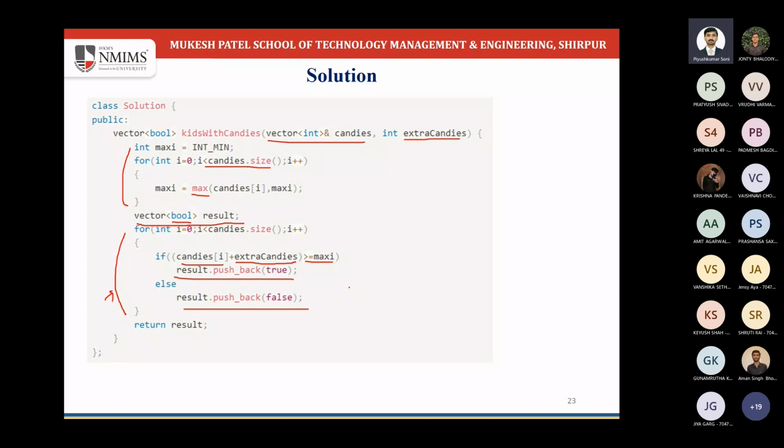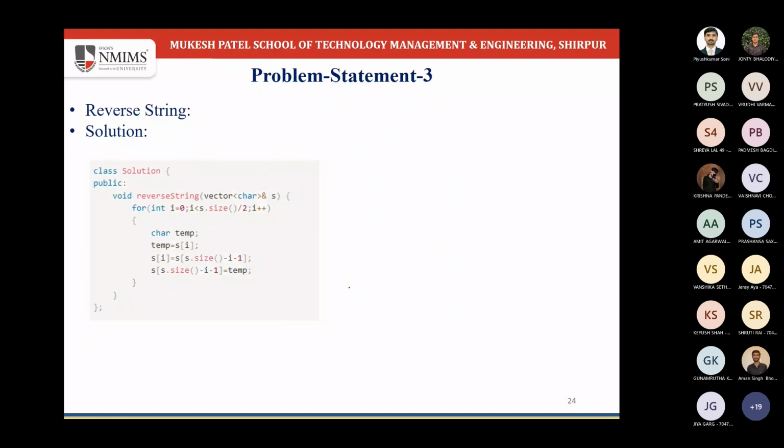Now I would like to discuss a very simple problem of reversing a string. Okay, so this is a very simple solution of reversing a string. Here we can use a vector, we can use the size attribute, and for reversing a string what we are doing here is swapping. How are we swapping? We are swapping the first element with the last element.